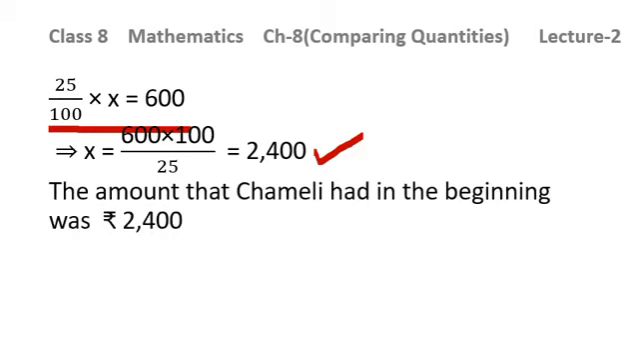I hope all these 5 questions are clear to you. So children, today we have learnt the concept of profit and loss. We have learnt about SP and CP. SP is the price at which an article is sold by a dealer. CP is the price at which an article is purchased by a dealer. And we have learnt about profit and loss.